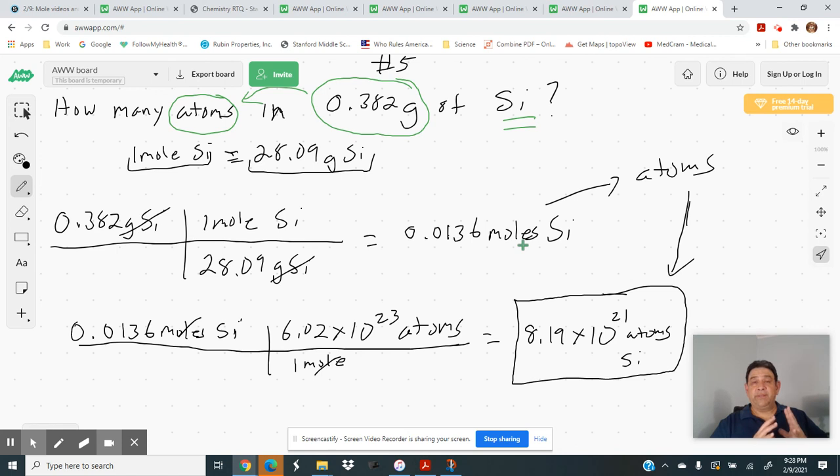Whenever grams are involved, moles to grams or grams to moles, you need to look up the molar mass of the element that you're looking at. All right. So good luck with your work.